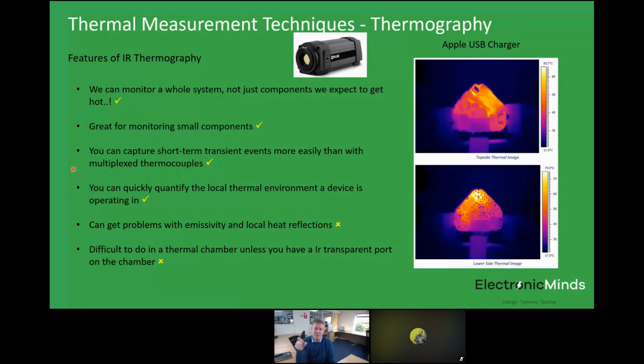Really what you're trading off there is the number of pixels and the frame rate. With a camera like the one we're showing here, I can't remember the exact resolution, it might be 600 by 800, something like that, and the frame rate is up to 60 frames per second. If you're trying to capture very fast transient events, you need a fast frame rate. But if you don't care about that, you don't need one. So it really depends on your application.